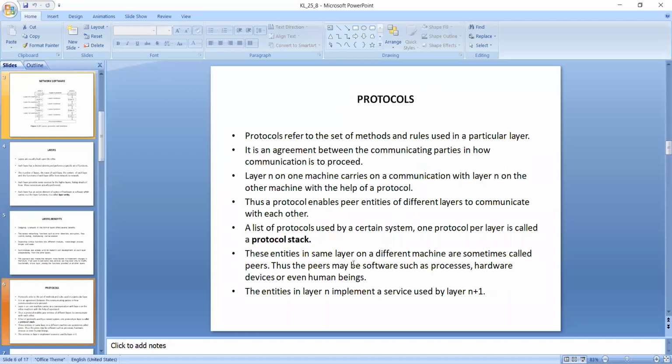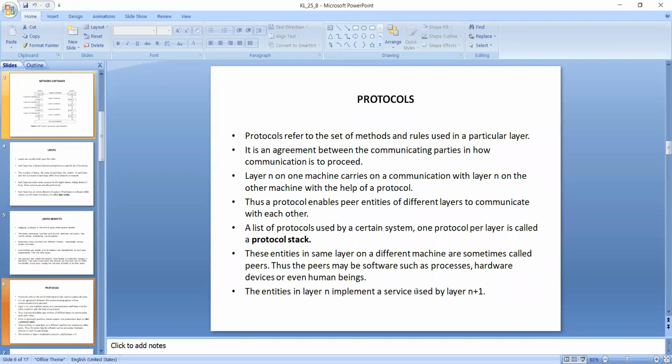These entities in the same layer on different machines are sometimes called peers. The layer number is the same, but these two layers are on two different machines. These are known as peers. These peers may be software or hardware devices or even human beings. So these peers are nothing but layer entities, which may be hardware, software or human beings. These are called peers.